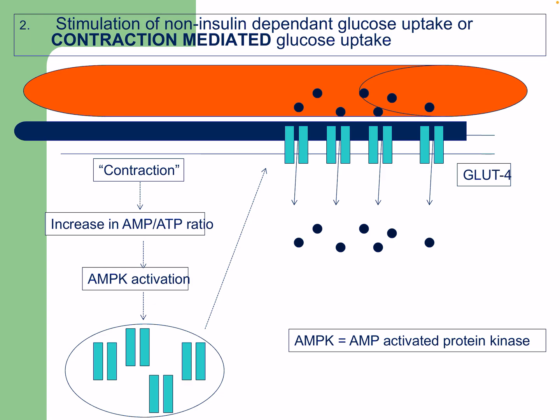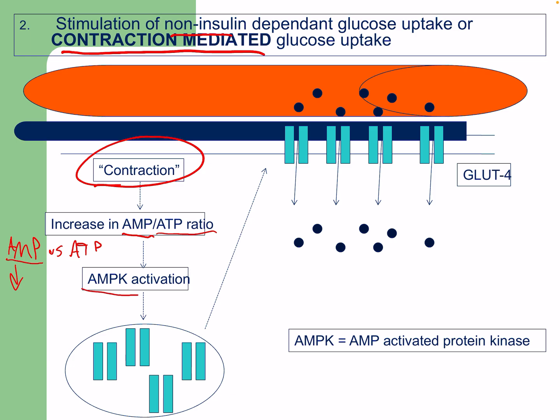So stimulation of non-insulin dependent glucose uptake, or contraction-mediated glucose uptake. Again, we have contraction of our muscles occurring. This results in an increase in the adenosine monophosphate to ATP ratio. So this is when your body detects this AMP versus ATP, it's eventually saying, oh, we're low on energy, because this is a non-energized form. Then this is called AMPK, so this adenosine monophosphate kinase.